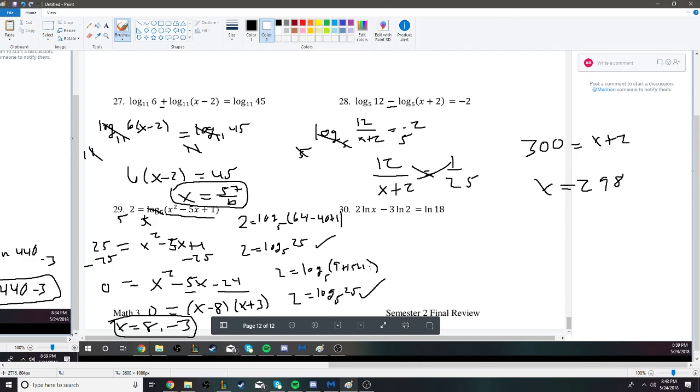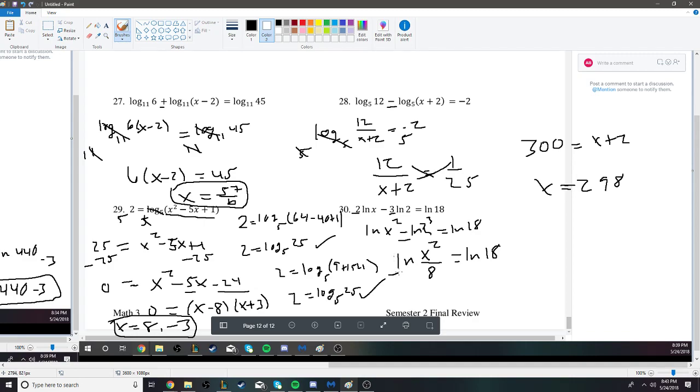Okay. For this first step, move the exponents back up. ln of x squared minus ln of 2 to the third power equals ln of 18. Combine these together with the minus, so this is the ln of x squared divided by 8, because 2 to the third power is 8, equals ln of 18.